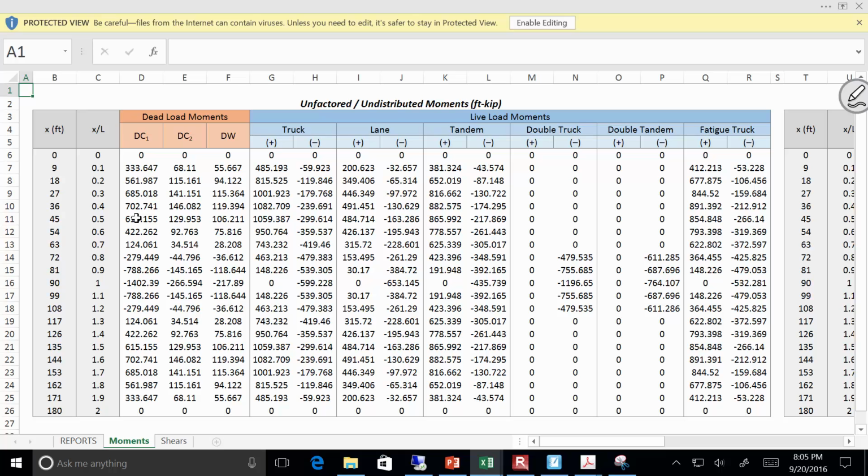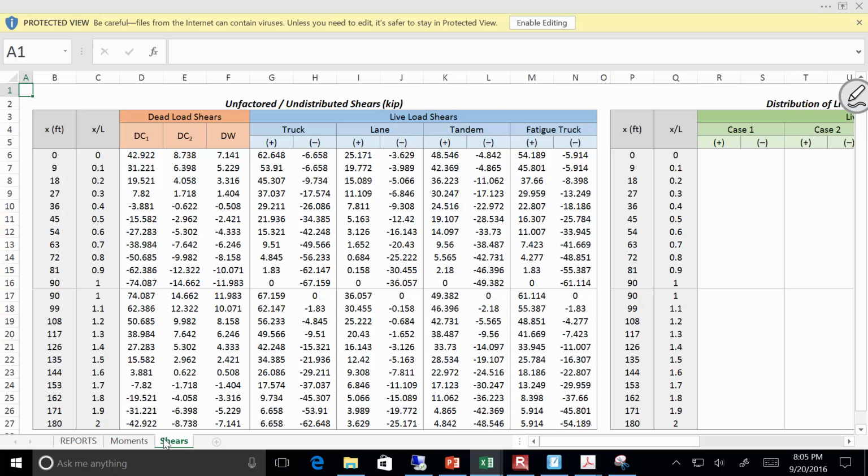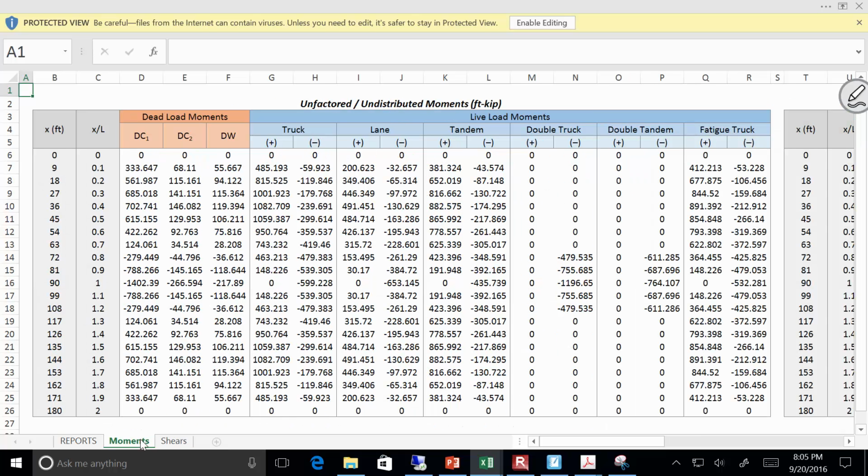Remember that? Okay. And then I've got my fatigue truck over here. We'll probably deal with the fatigue truck later on when we actually get to fatigue. Okay. So there's moments, and then there's shears. So let's figure out, first off, how we actually combine these. Does everybody at least have a general understanding of how you would generate these numbers, the numbers for the truck, for the lane, for the tandem? Everybody okay with that?